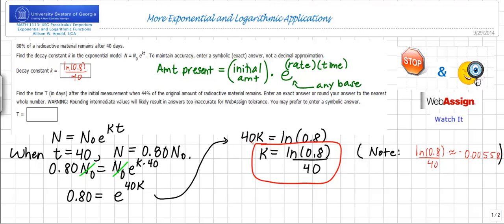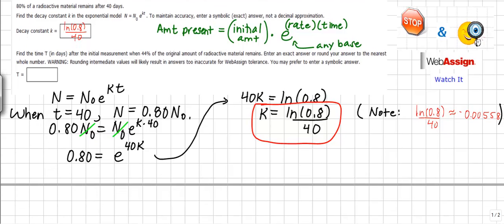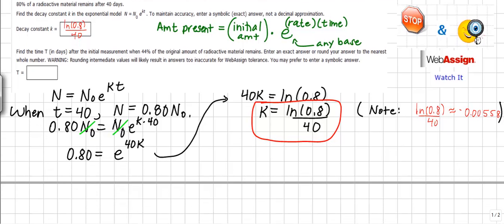The second part of the problem says find the time t in days after the initial measurement. So when we took the value and measured N sub 0 at time 0, when 44% of the radioactive material remains. Okay, so I'm going to ask the question down here. When will 44% of what I started with remain? And the when question, of course, means that I am solving for time.